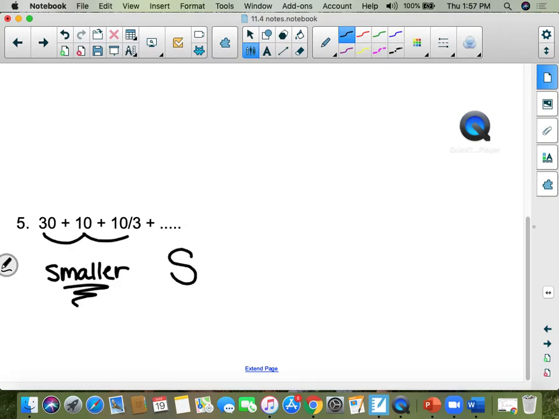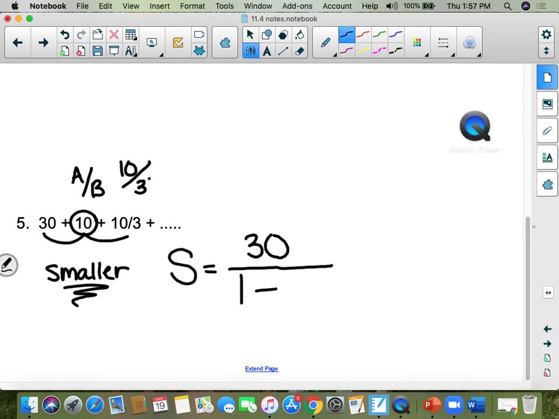The sum equals the first term, 30, divided by 1 minus the ratio. How do you find the ratio? A divided by B. The one after divided by the one before. It's going to be 1/3. Or, if you do it on your calculator, 0.3 repeating. I like simplifying the denominator first. 30 divided by 1 minus 0.3 repeating.